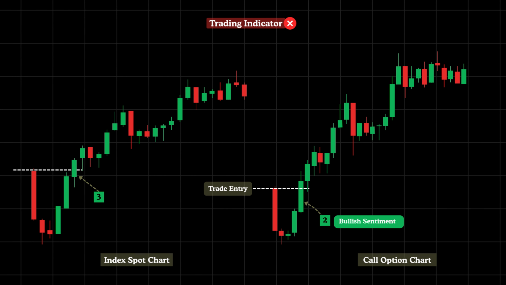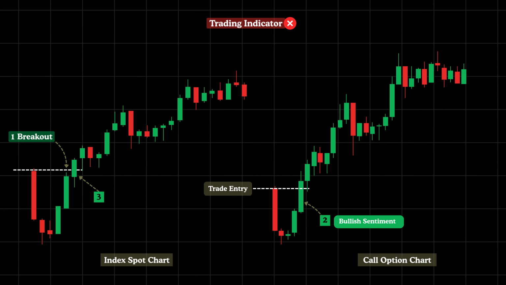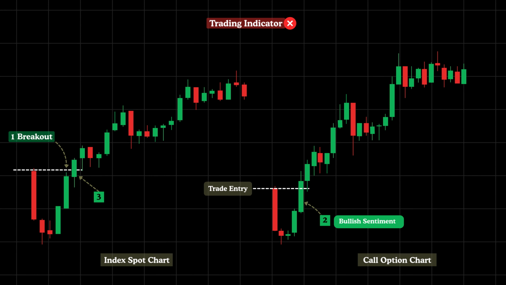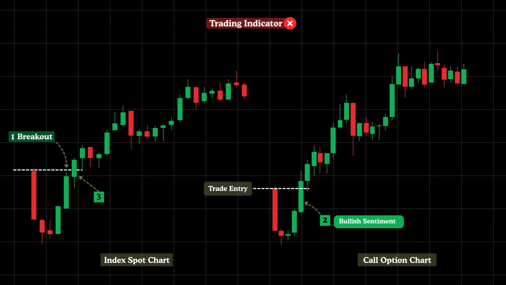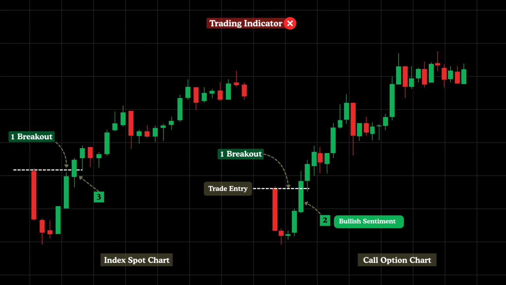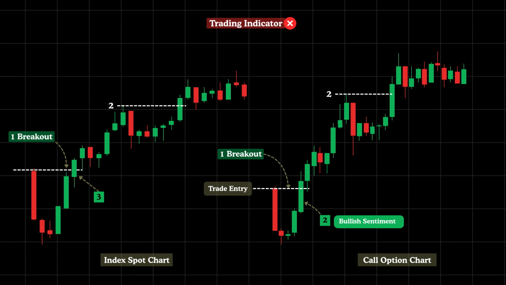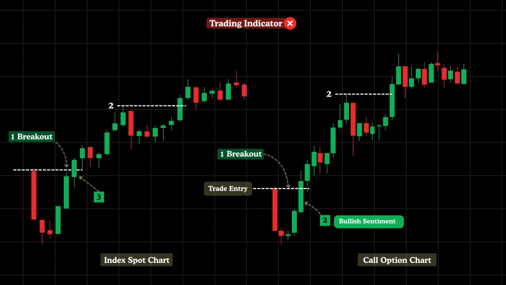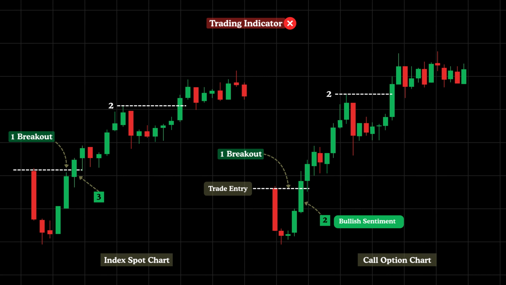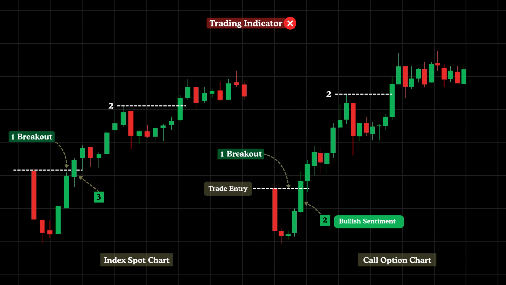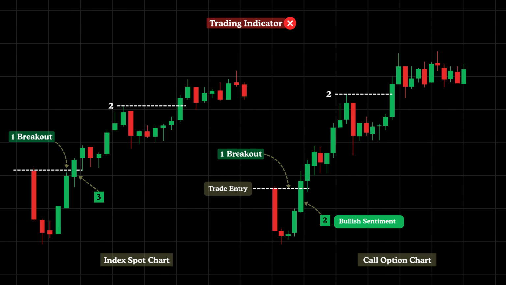For example, the price made its first breakout on the index chart, and simultaneously, the option premium also showed a strong breakout. The price broke out again, and the premium followed suit. This indicates consistent price momentum, which keeps the trend strong. You can scale your position during this upward trend and hold for a target to maximize profits.